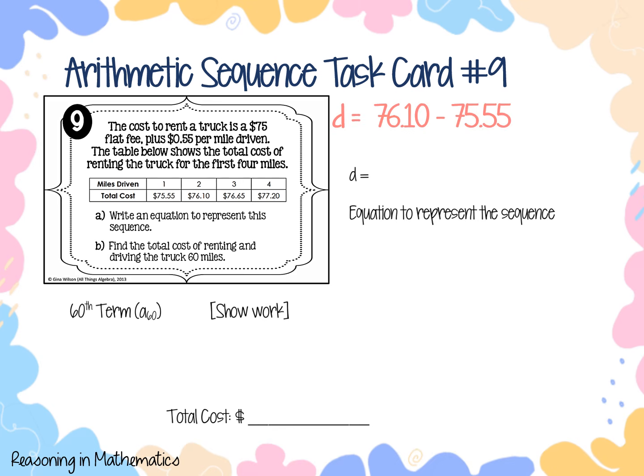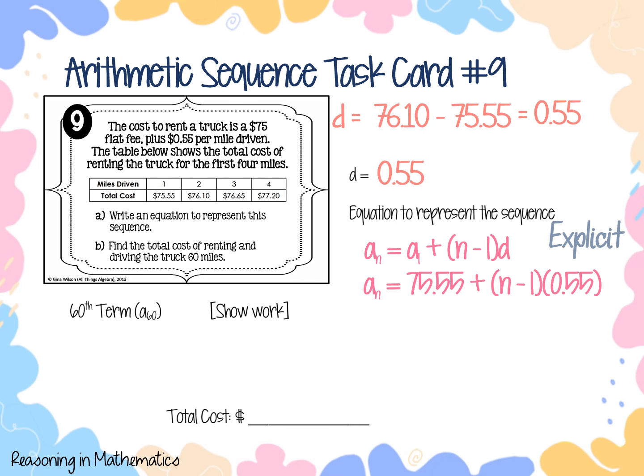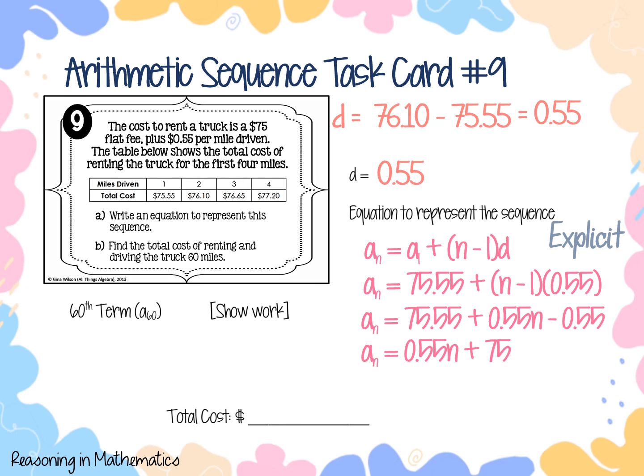So $76.10 minus $75.55 is a difference, of course, of 55 cents. They already told us that's how much it is per mile. So that's our common difference. Explicit formula. Initial value $75.55 plus n minus 1 times our 55 cents per mile. Distribute. There we go. Simplify.